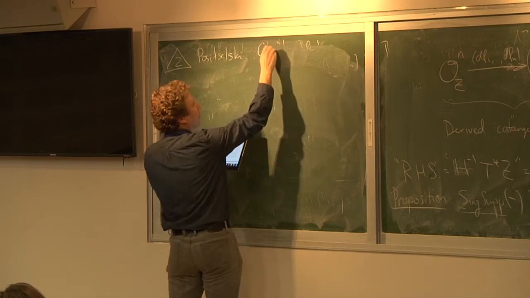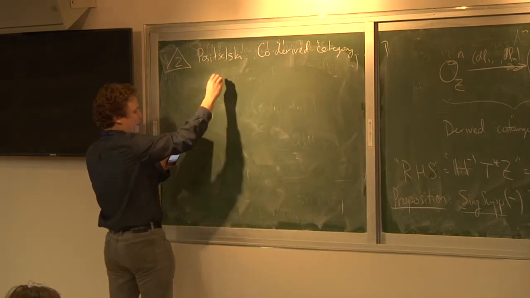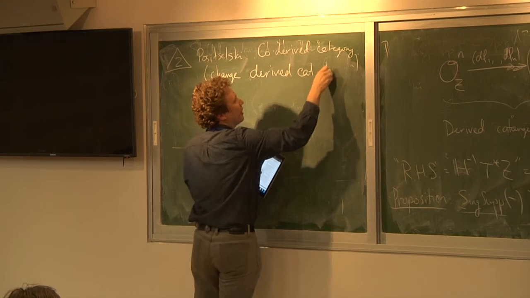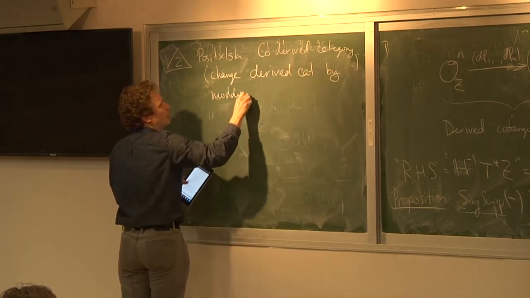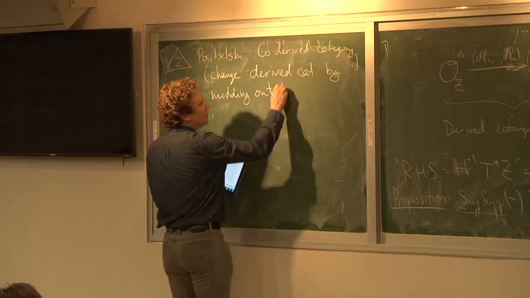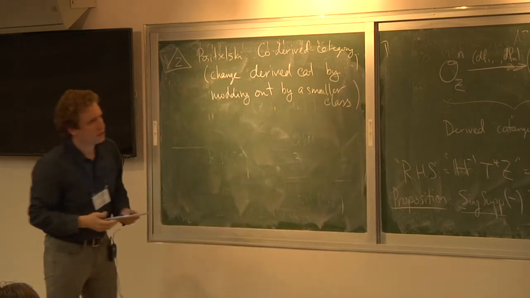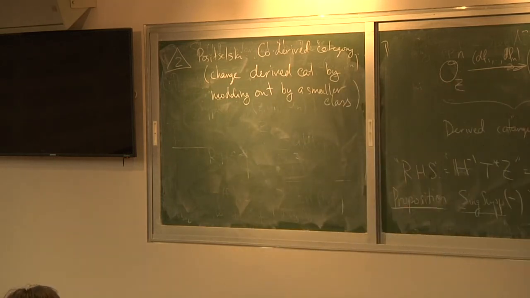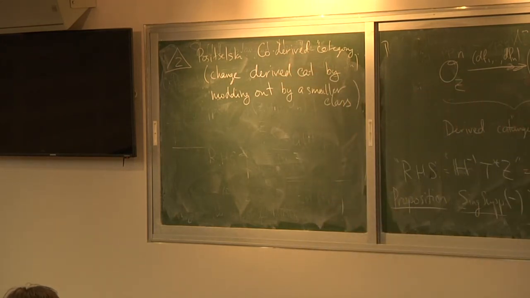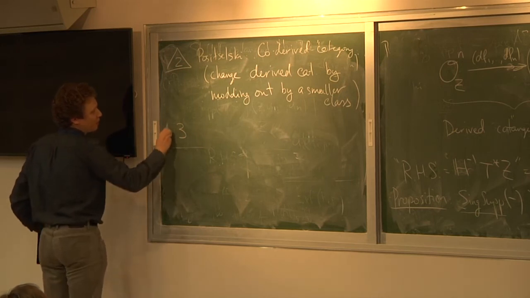But anyway, it's also equivalent to a construction of Positselski, which is funnily called the co-derived category. It is obtained by changing the definition of the derived category, by modding out by a smaller class of complexes, not by all acyclic complexes, but by a smaller class. And then of course, if you mod out by whatever remains, you get the usual derived category back.